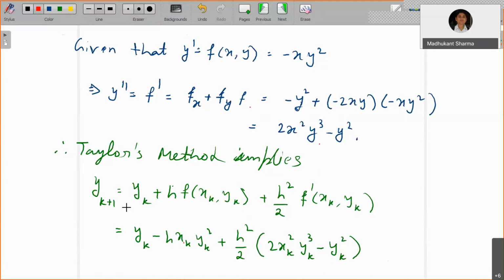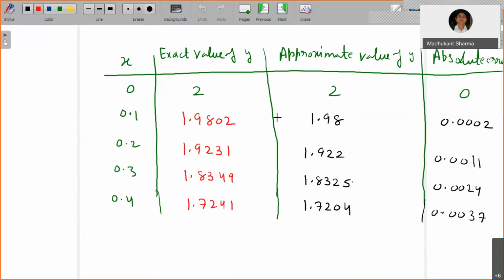So we go for k equals 0, then we will get y1. k equals 1 will give you y2, k equals 2 will give you y3, and so on. k equals 3 will give you y4. So we are going to substitute. Note that the h value is 0.1, and x0, x1, x2, x3, x4 are 0, 0.1, 0.2, 0.3, 0.4 respectively. Then you will obtain these yk values as well. If you fix all the values here, you are going to see the approximate value of y.